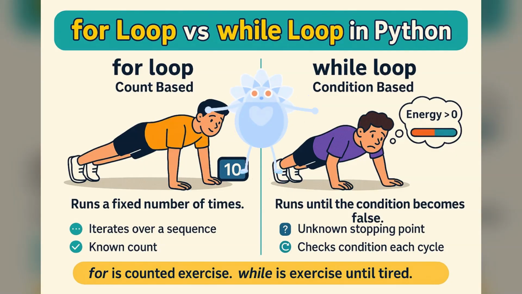Think of it like exercising. A for loop is doing 10 push-ups because you know the count ahead of time, while a while loop is doing push-ups until you are tired, stopping when the condition changes. In short, one is count-based and the other is condition-based.